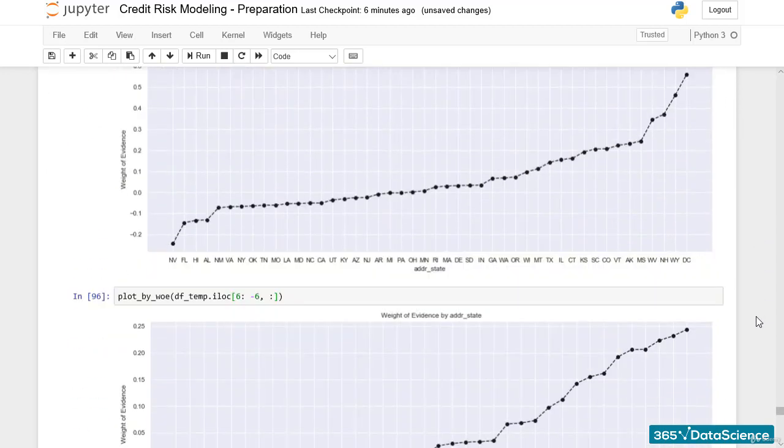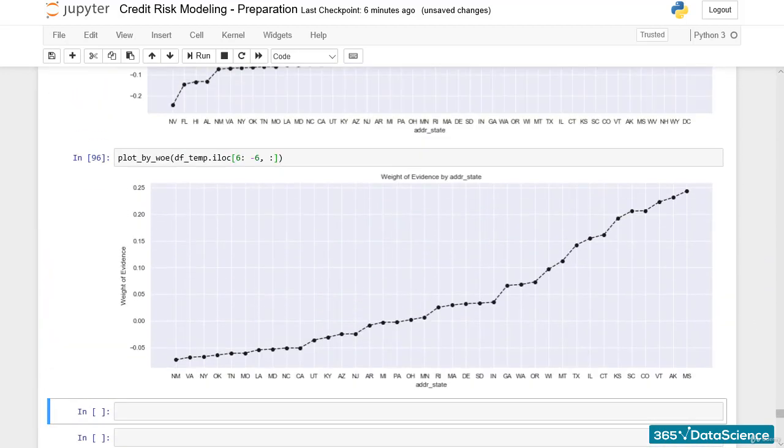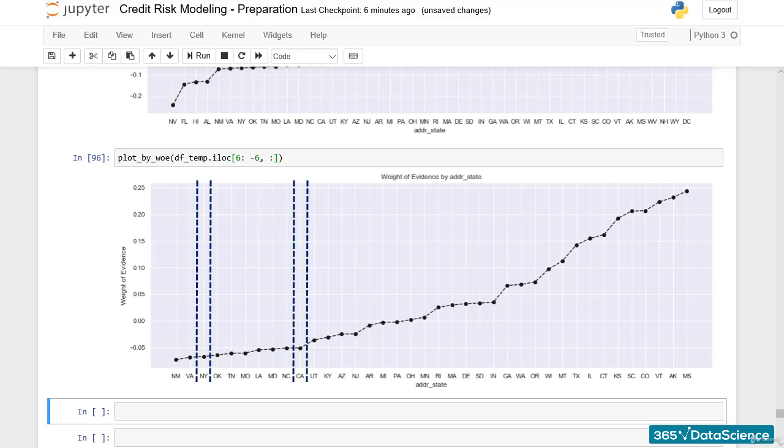That means the rest of the states can either be all in one group or in several groups, depending on the increase in weight of evidence and separated by New York and California. We'll opt for the latter option and put them in separate groups. So New Mexico and Virginia will be in one group. New York follows. Next, the states from Oklahoma, OK, to North Carolina, NC, will be in another group.